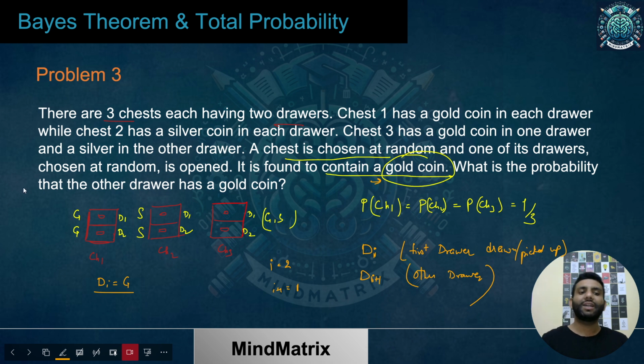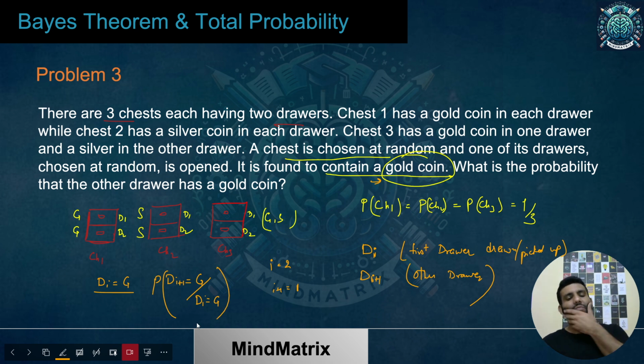Now what is the probability that the other drawer has a gold coin? Now what I'm looking for, I guess the notation must be clear, is this thing. This is exactly the stuff I'm looking for: the probability that my other drawer has a gold coin given the first drawer I picked up had a gold coin. This is exactly the probability I'm looking for.